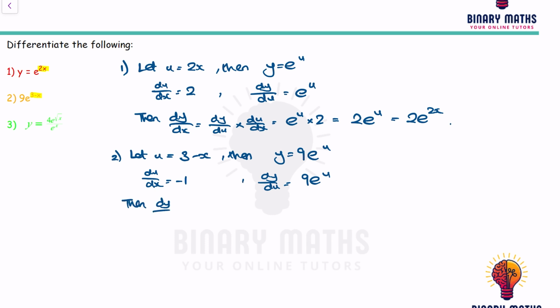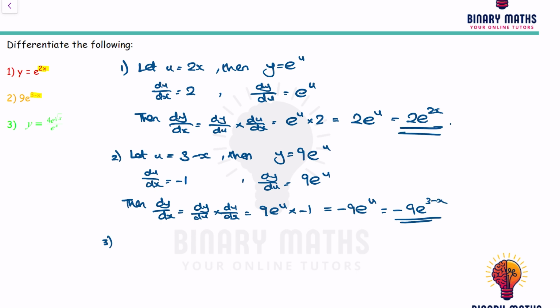Then dy dx will be equal to dy du times du dx, which is equal to 9 e to the u times minus 1, which is equal to minus 9 e to the u, which is equal to minus 9 e to the 3 minus x.